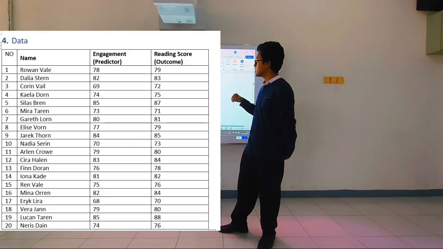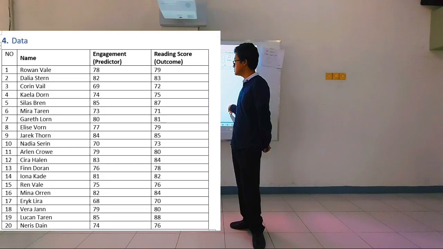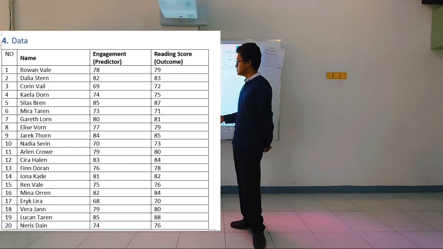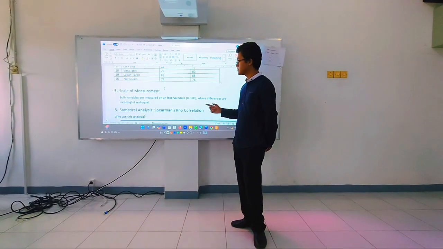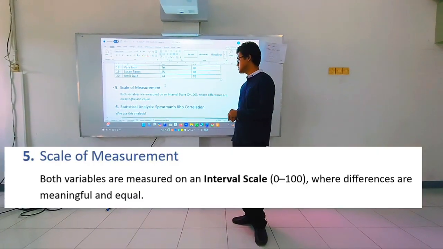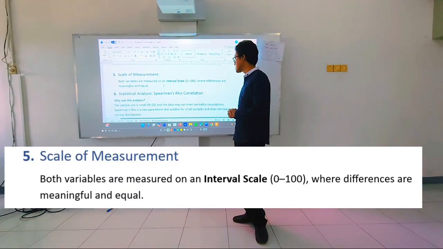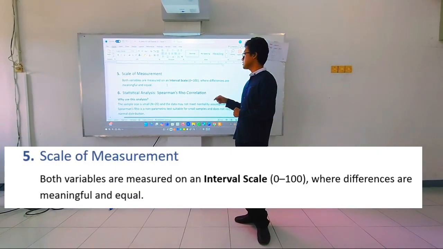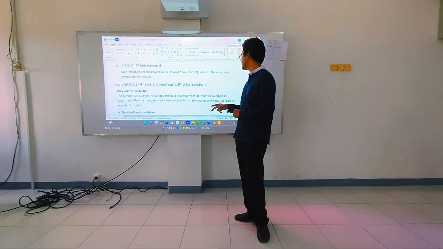Okay, this is the data of the 20 students, and then the scale of measurement. Both variables are measured in the interval scale 0 to 100, where differences are meaningful and equal.